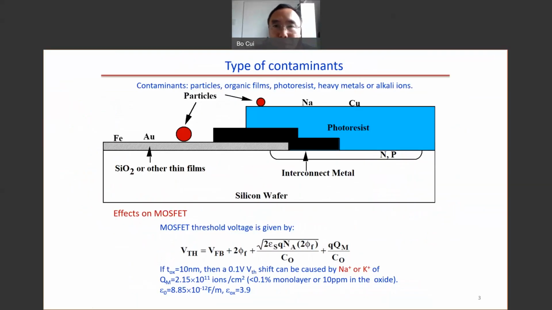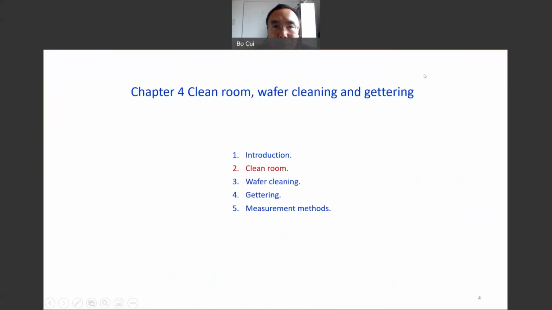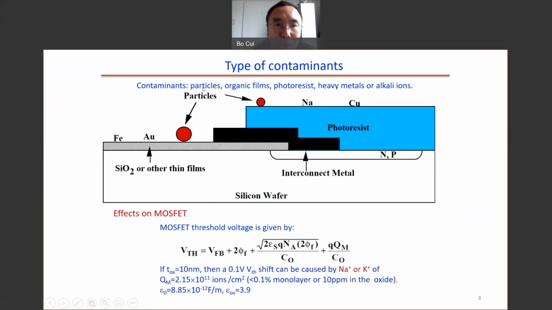So these are the types of contaminant. We have particles, which are the main contaminant. Most devices are dead because of particles. Then organic films, where photoresist is also organic, heavy metals, and alkali ions.